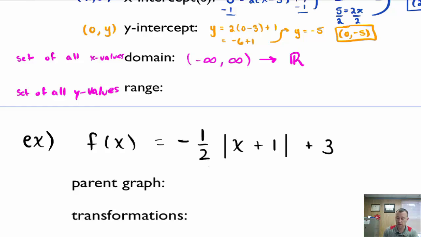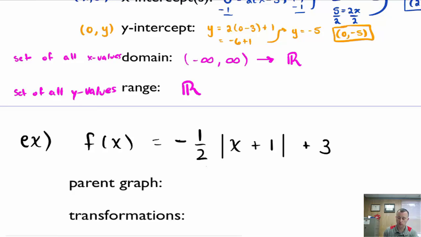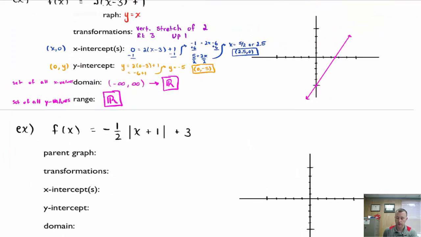So the range is going to be the same thing because this graph goes up and down forever, so I'm going to use that all real numbers symbol on that one as well. Okay, so that's going to be your domain and range because basically a line goes left and right, up and down forever. So it's kind of simple.